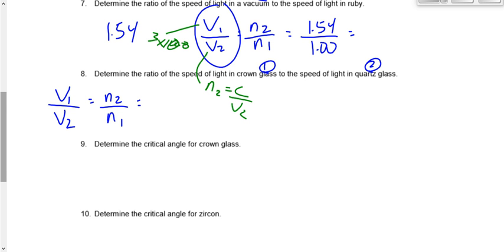The index of refraction of quartz glass is 1.47. Crown glass is 1.52. This is the ratio of the index of refraction of quartz to crown, which is exactly the same as the ratio of the speed of crown to quartz. Okay, we do that, we get 0.967.